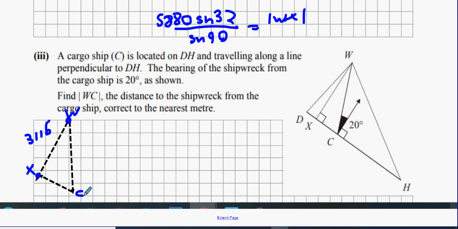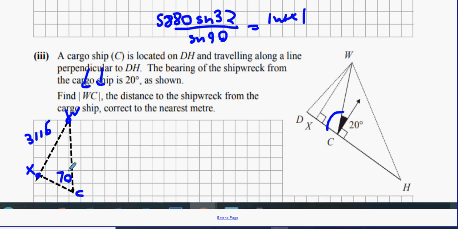Do we know the distance C to X? Don't think so. Do we know the distance W to C? It wouldn't make sense if we did, because this is the point of the question. Do we know the angle in here? We do, actually. 70.